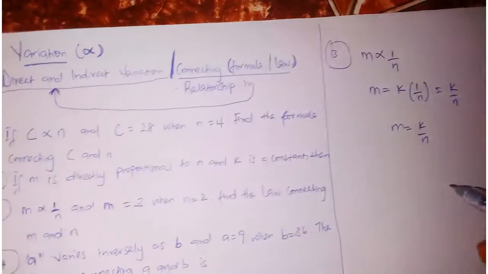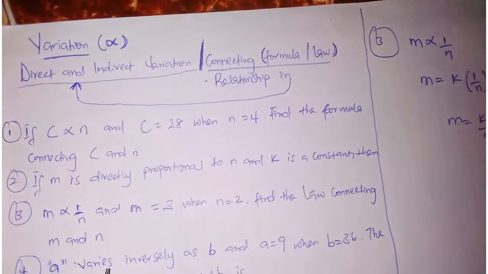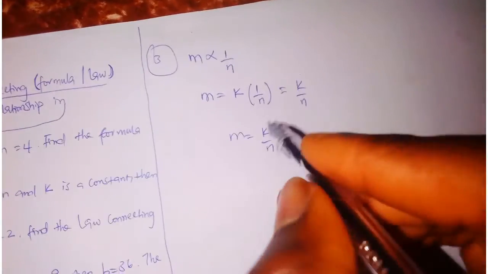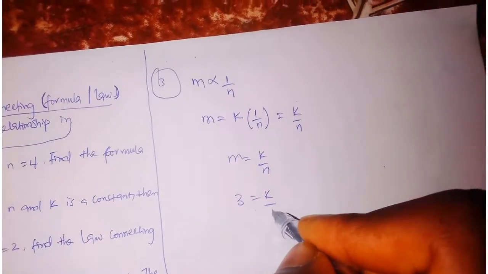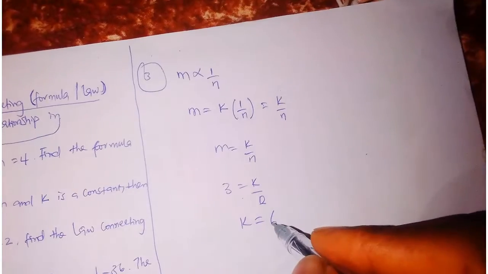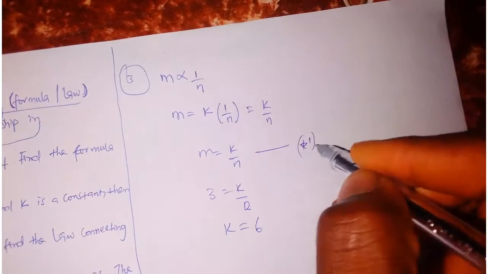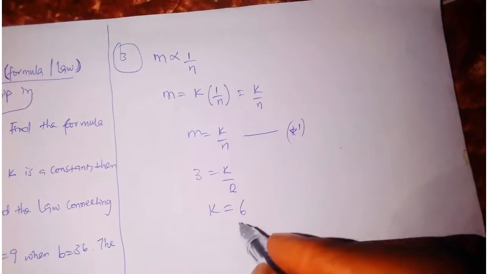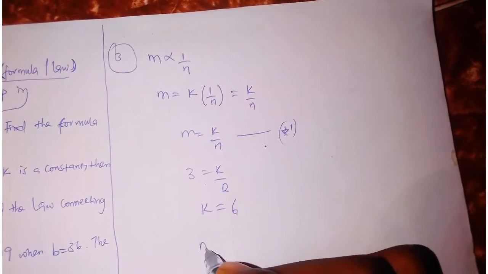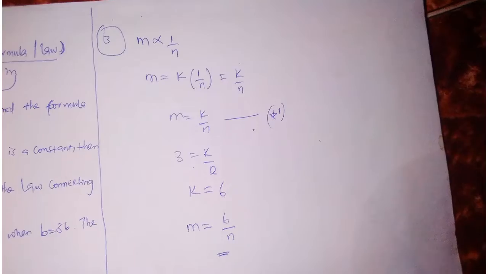If M equals K over N, from the expression M varies inversely as N, when M equals 3 and N equals 2, let's first find K. My K becomes 6. Now to find the formula connecting M and N together is to first get your K, which is now 6, and throw it back into this equation, star prime, as I named it. So M now becomes 6 over N. This is my formula connecting M and N together.